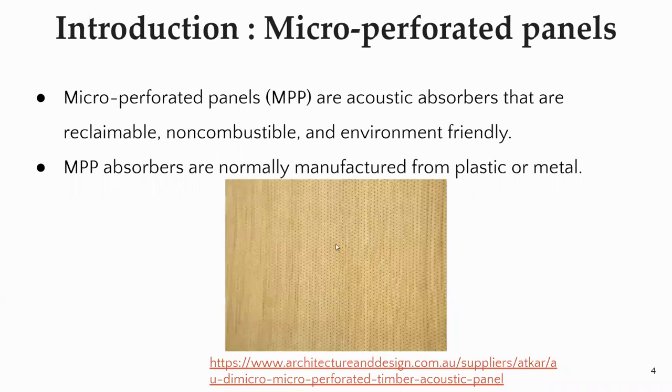So, what is a microperforated panel? Microperforated panels are acoustic absorbers that are reclaimable, non-combustible, and environment friendly. Before microperforated panels, the main sound absorbing substance was porous materials, which had many problems. So this was a very suitable substitute for that, and it is mainly manufactured from plastics or metal.